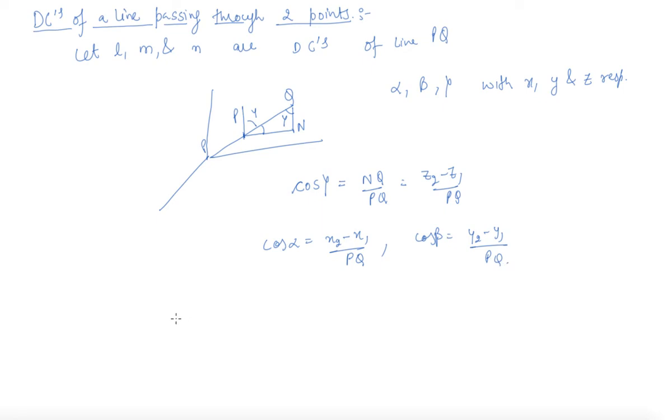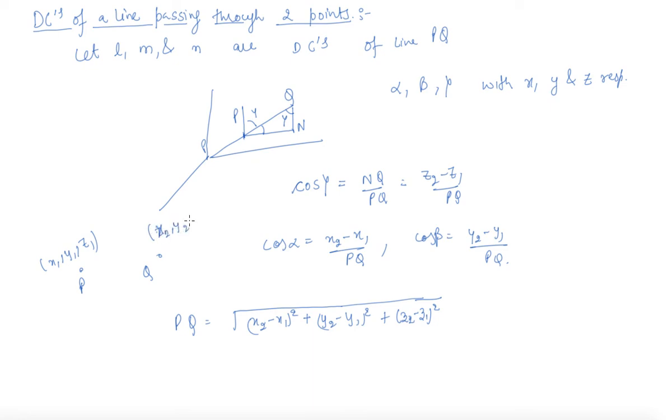So now I can find out what PQ is. The length PQ is the square root of (x2 minus x1) square plus (y2 minus y1) square plus (z2 minus z1) square. So the respective coordinates of P and Q are x1, y1, z1, and x2, y2, z2. So this is the length of the line PQ.